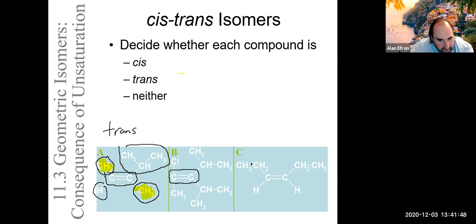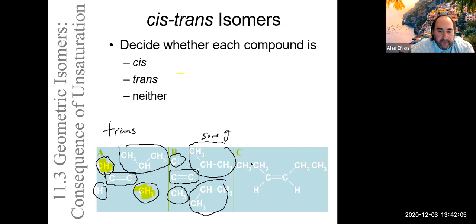Looking at our second one, we're going to look at the carbon-carbon double bond there. We have a Cl, which is different than a methyl, so that is good. We have this isopropyl group and this isopropyl group. That is the same group on the same carbon, and that means that we could have neither in this case. It is not possible because they have the same group attached.